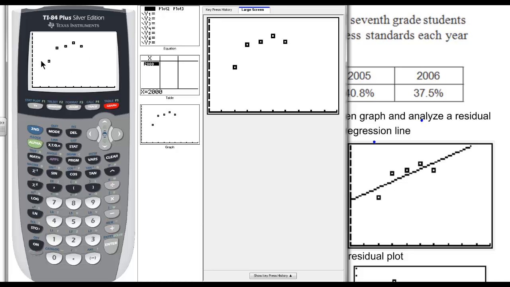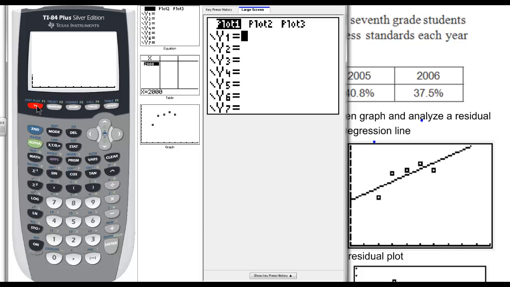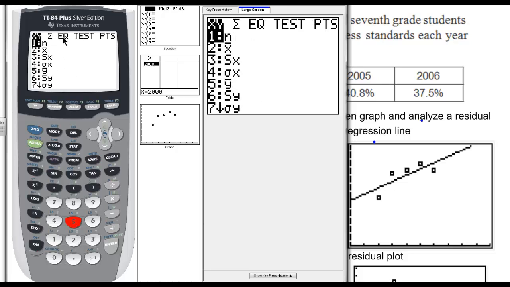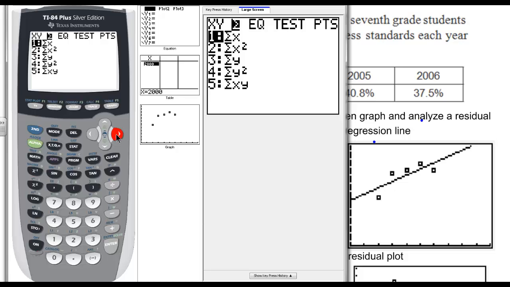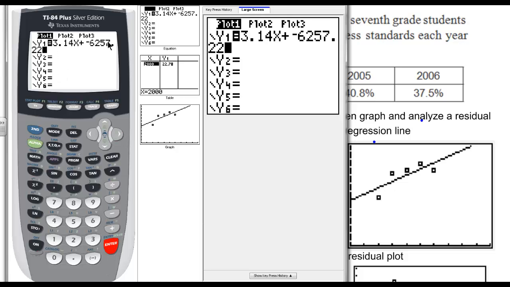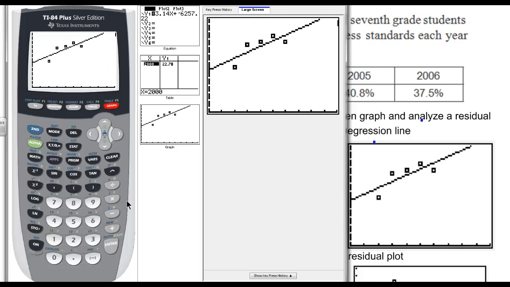And now I want to also put my calculated best fit line in here. So remember again, we go to Y equals, vars, we go down to statistics, move over to equation, and hit reg equation. That plugs that into the calculator. We hit graph again and we see our best fit line.